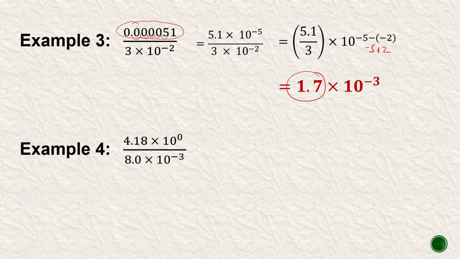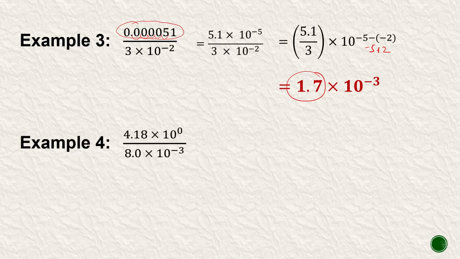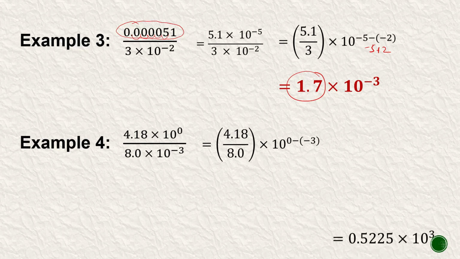Let's go to the last example. Here we have 4.18 times 10 raised to 0 divided by 8.0 times 10 raised to negative 3. So we will divide 4.18 and then 8. We have 0 minus negative 3 for the exponent. And the answer is going to be 0.5225 times 10 raised to 3.